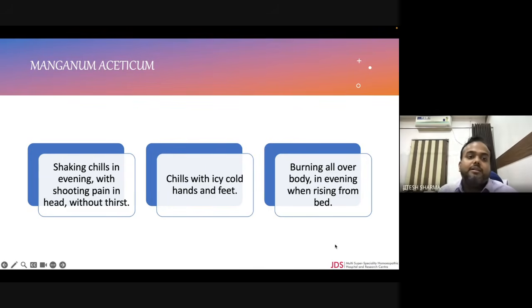Now, Magnesium aceticum. How do you find Magnesium aceticum? Role of Magnesium aceticum in these rainy weather fevers. They have shaking chills in the evening with shooting pain in the head. No thirst. Chills with icy cold hands and feet. Burning all over the body in the evening when rising from bed.